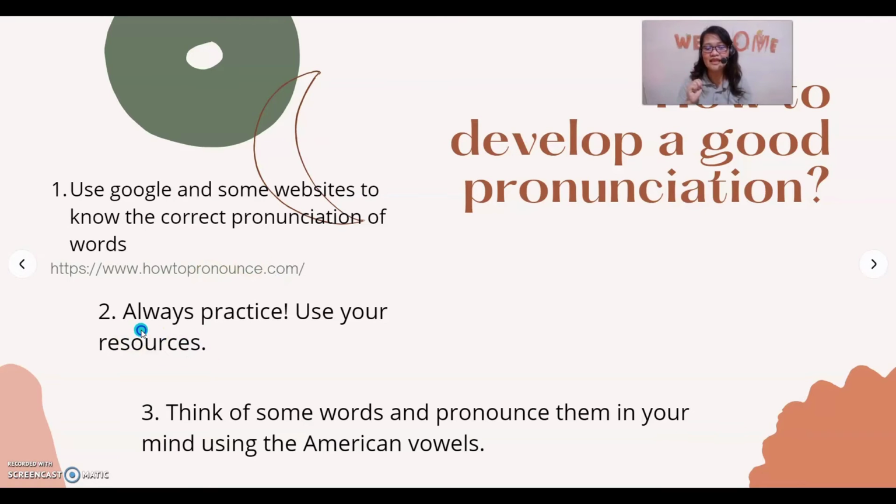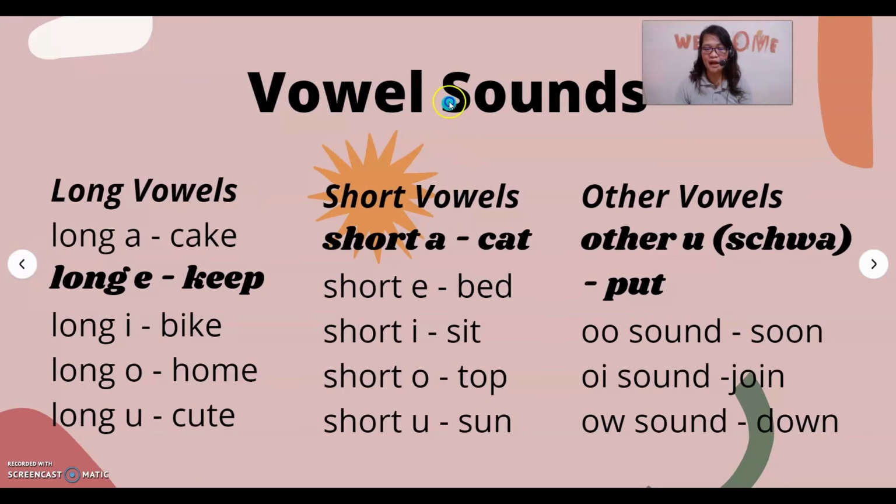And then number 2 is you always have to practice. Just like what we always say, practice makes perfect. So that is true. So you have to just really practice. Use your resources. There's a lot of videos here in YouTube. You can also just practice by thinking some words and pronounce them in your mind using the American vowels. And just try it or play with it. Like for example, you would say awesome. So now that you are aware with the vowels, so awesome, it's not awesome.